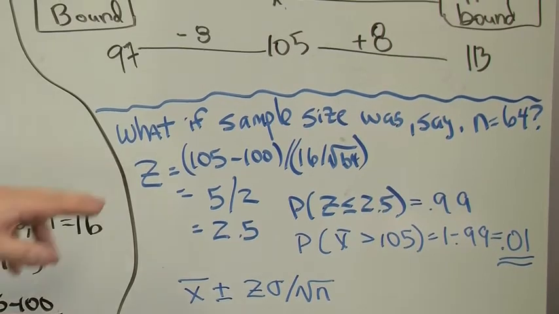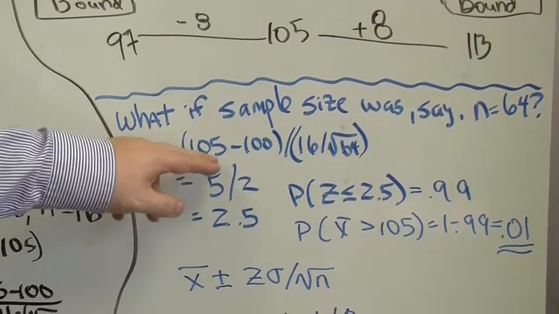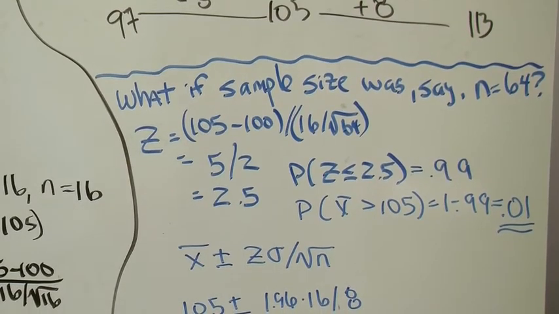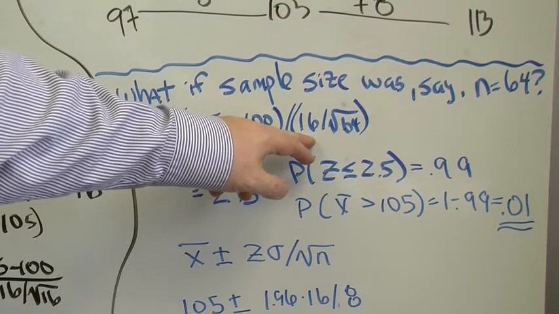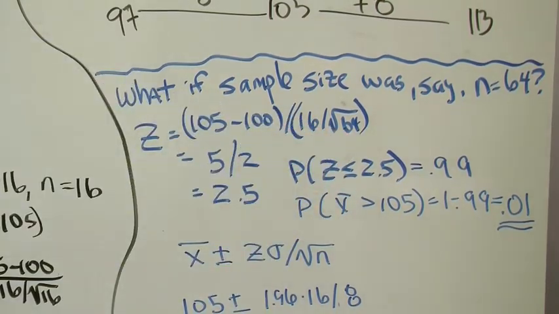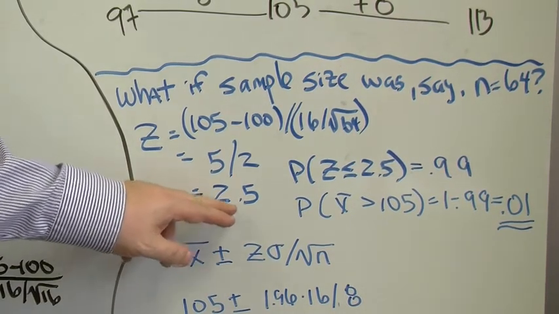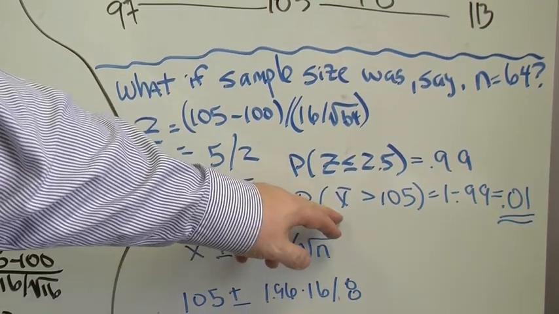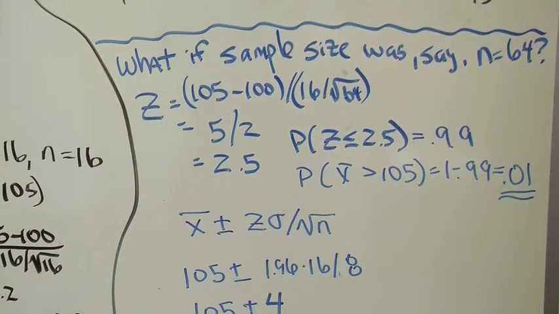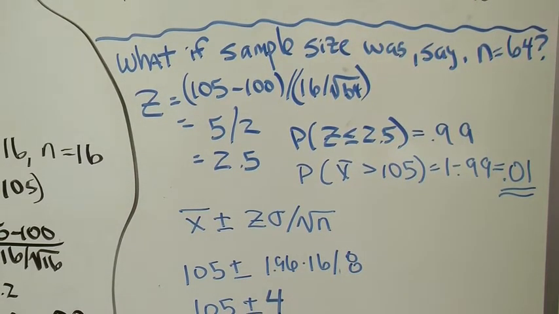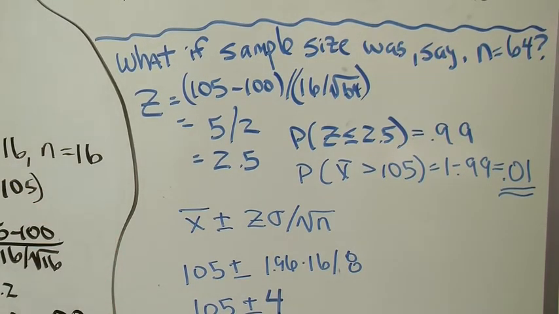So our formula is all exactly the same, 105 minus 100 for our numerator. In our denominator, we've got 16, the standard deviation, divided by the square root of 64, the square root of our sample size. So we get a z value of 2.5. We see here that the probability of getting a sample mean of greater than 105 is only 0.01. So if our sample size is 9 compared to 64, the smaller the sample size, the more likely we are to get an average IQ of 105.